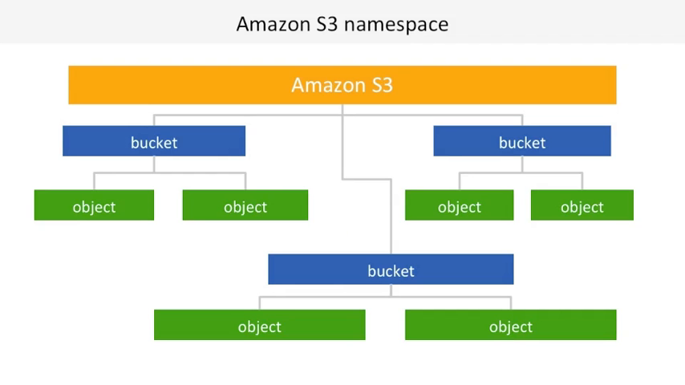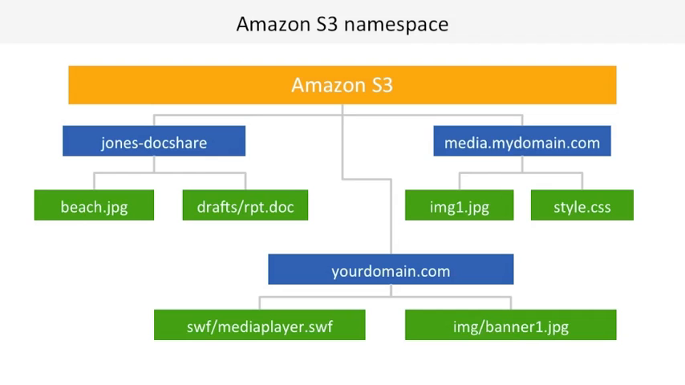If you look at the namespace, the Amazon S3 global namespace is at the top, and then we have buckets, and within those buckets we have objects in green. You're mixed up with every other customer on the platform, so you might have people using S3 on the left as a simple bucket to share some documents with colleagues, with some photos or Word documents in there. On the right we've got subdomain as a bucket name, and at the bottom we've got yourdomain.com. Inside of those we have objects.